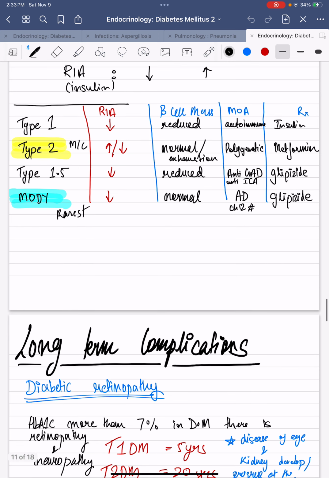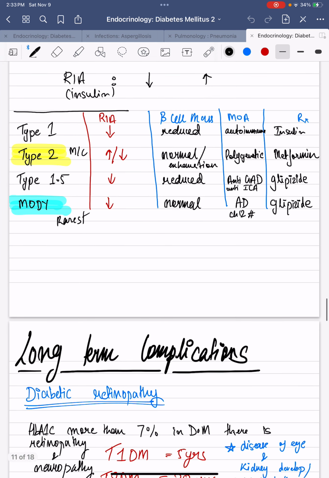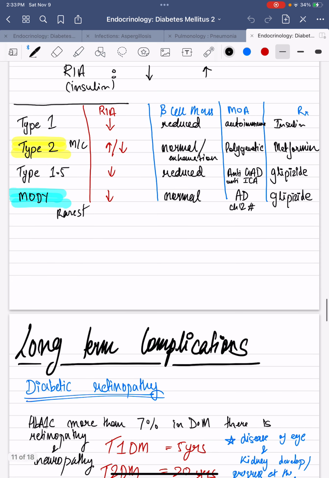So what about the beta cell mass in the pancreas? In type 1 diabetes, the beta cell mass is reduced, but in type 2, first the beta cell mass is normal, but then there is exhaustion of the beta cell mass in the later stage of type 2 diabetes. In type 1.5 diabetes, the beta cell mass is again reduced, but in MODY diabetes, the beta cell mass is normal.